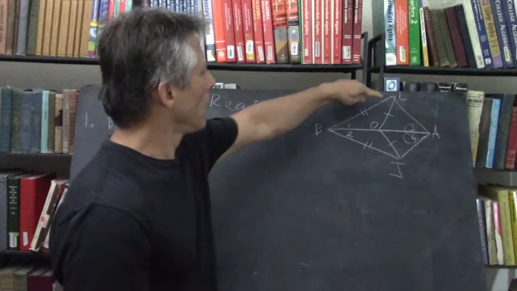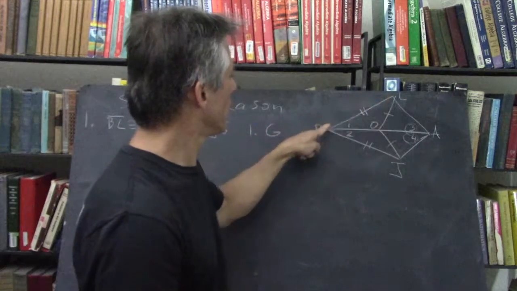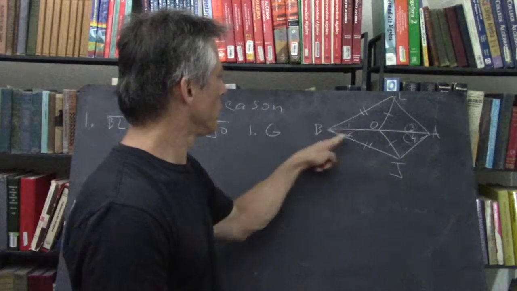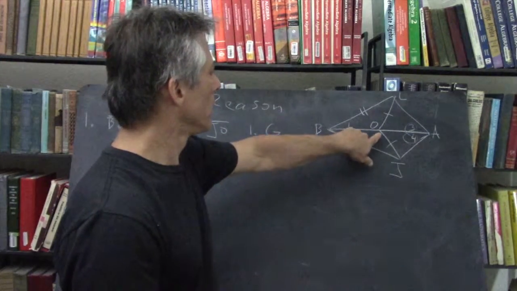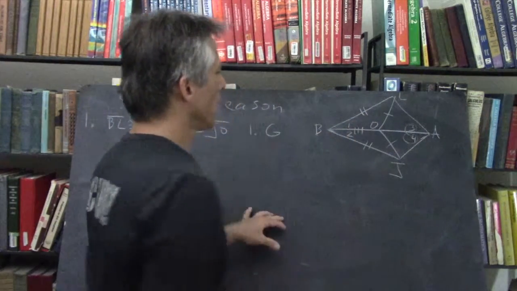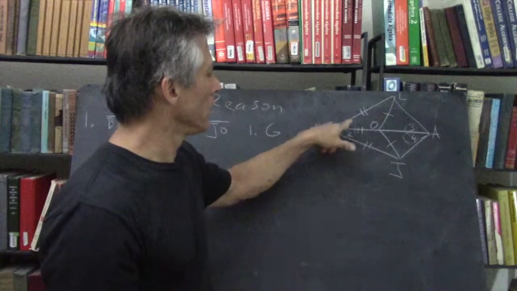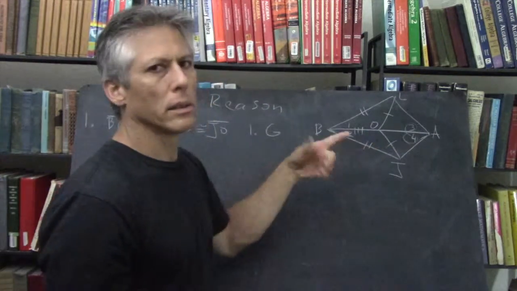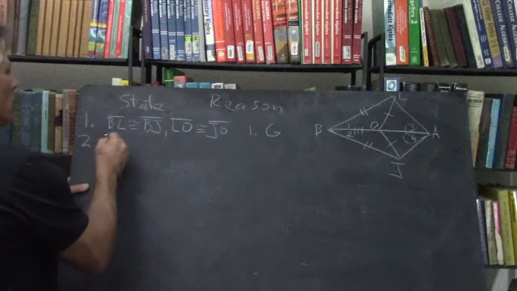Because notice LBO, this triangle right here, and this triangle right here, they share a side, BO. And then we'd have 1, 2, 3 sides. 1, 2, 3. Side, side, side, side, side, side. So we can show the triangles are congruent by SSS. Nice.